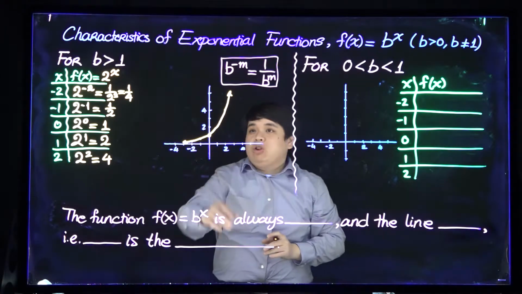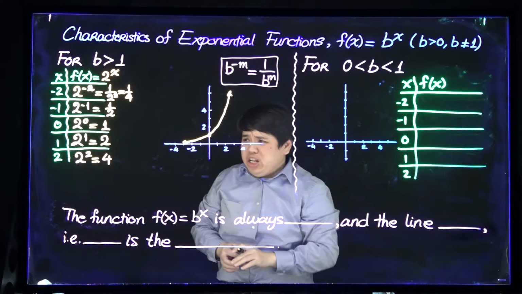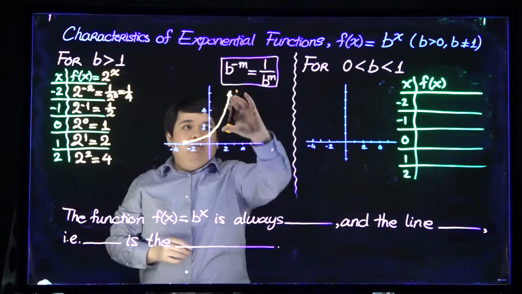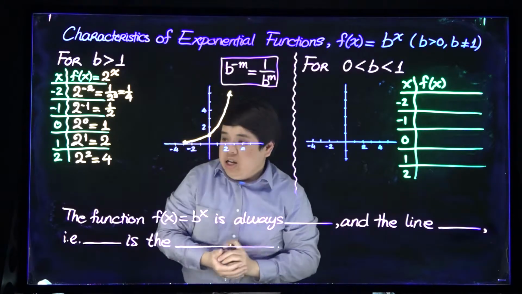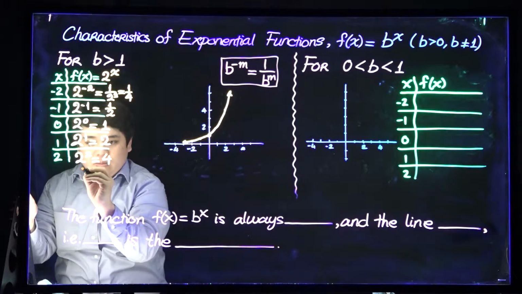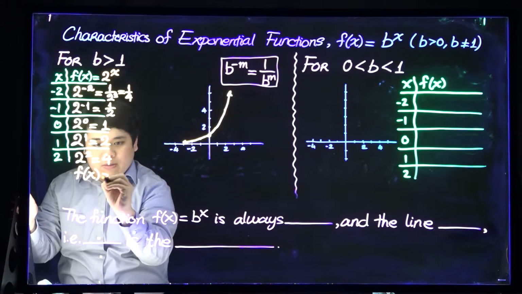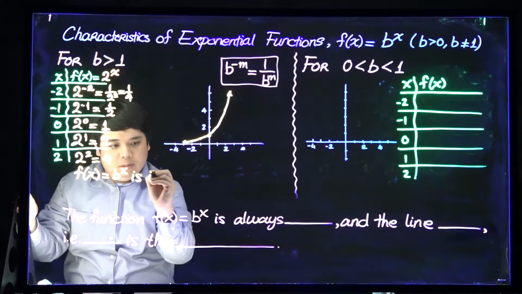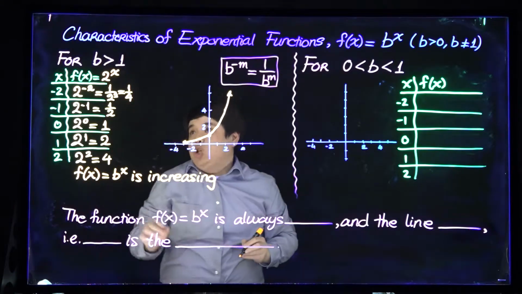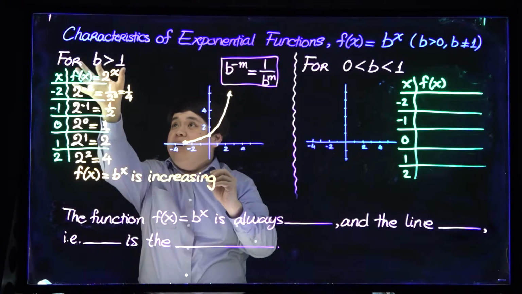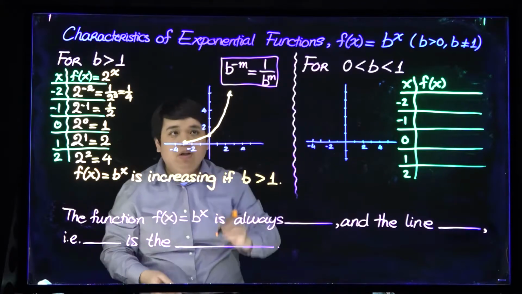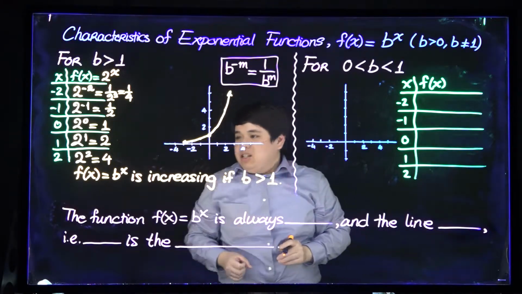We will talk more about this graph later. At this moment, what we see is that the bigger the exponent, the bigger the y values. So this function is increasing when b is greater than 1. Just to be sure, we write: when b is bigger than 1, it's going up. We'll get back to that in a minute.